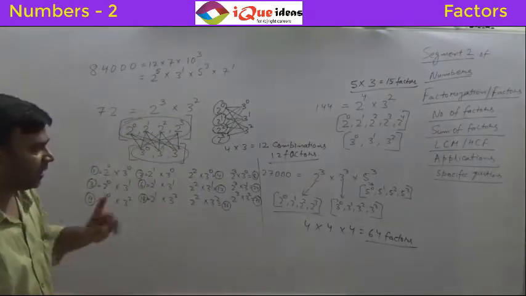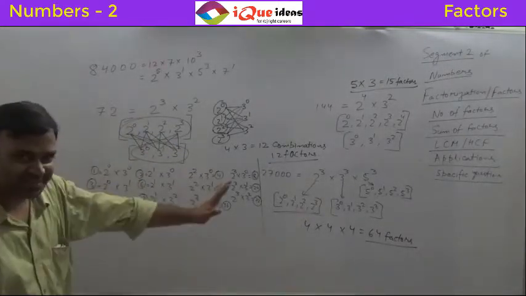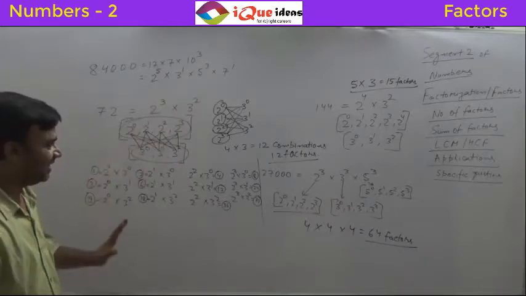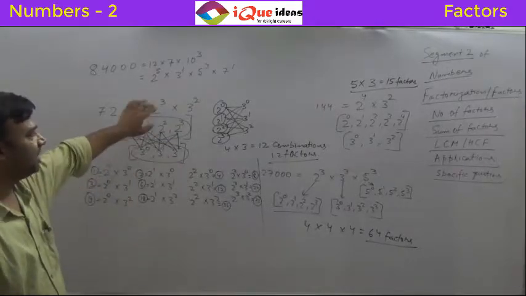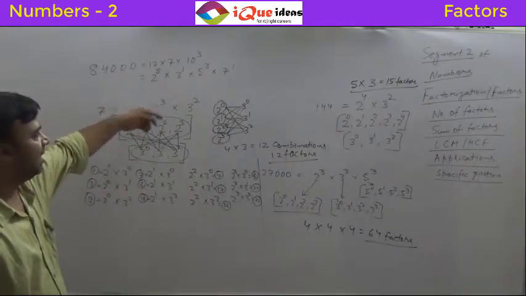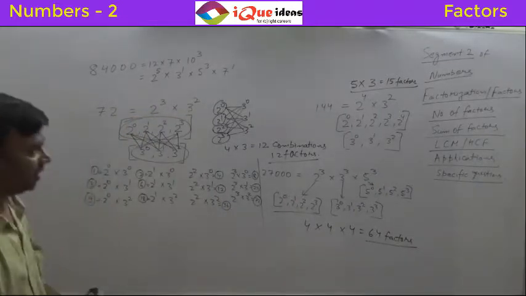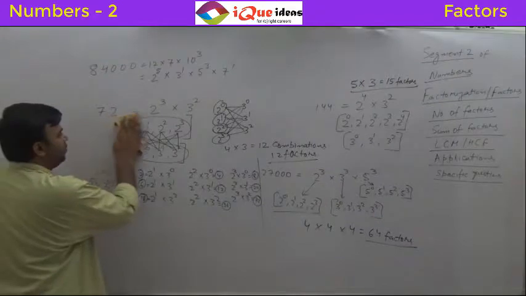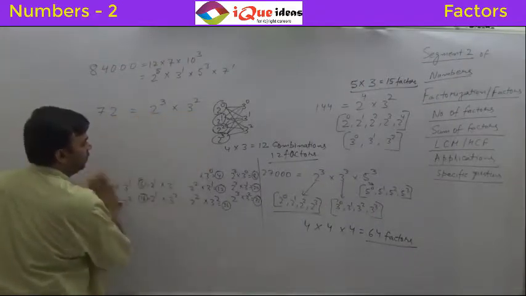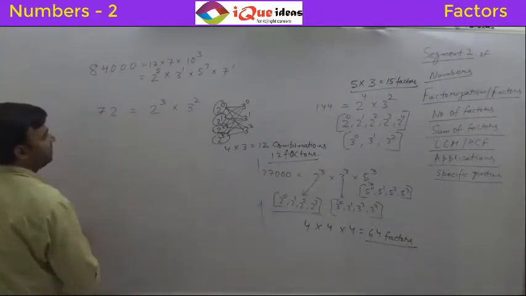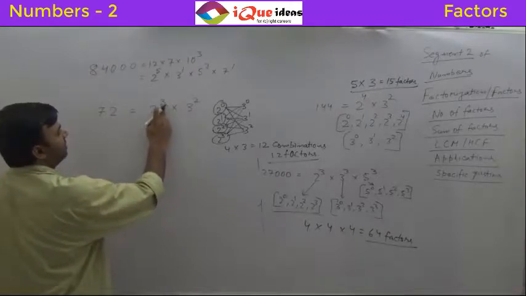I hope by now you also understand that you don't need to do any of these things. You just need to factorize, check the powers of prime factors and just add 1 to the powers. So in short, if I remove all this and just do one thing, look at the power of 2 in the case of 72. It is 3, so 3 plus 1.